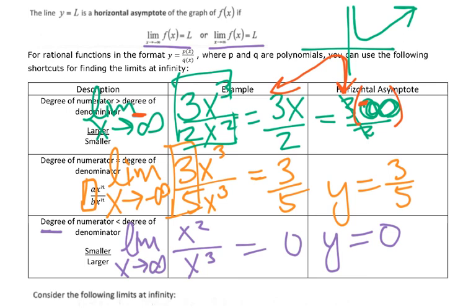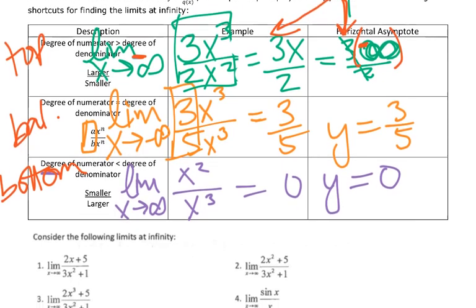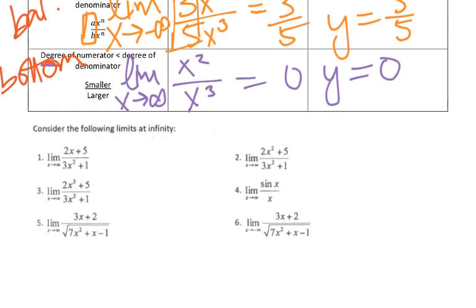So as a quick reminder, we call this bottom heavy, top heavy, and balanced. You don't have to memorize those terms, but they're just a reminder from what we've done in the past. Okay, so take a quick minute, try the limits below, pause this video, and when you're done, check your work.